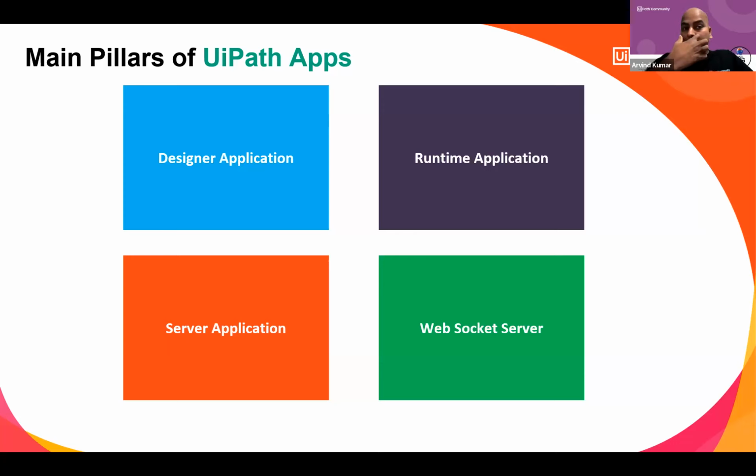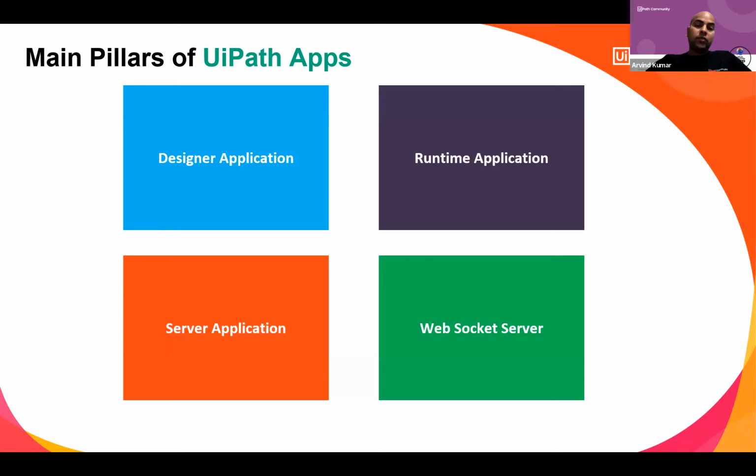So let's talk about the pillars of UiPath Apps. We have four pillars right now: the designer application, the runtime application, the server application and the WebSocket server. When we talk about the designer application, what exactly happens there? App Studio is one of the core components of the designer application. In App Studio, you can create the forms, write the rules, open your existing forms, and assign the permissions and everything. That's what the designer application is about.